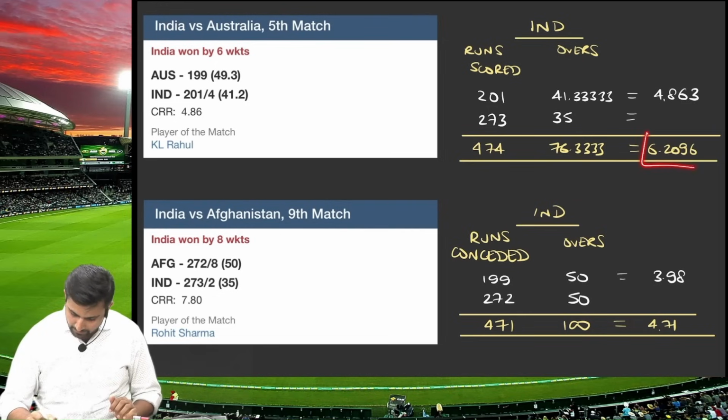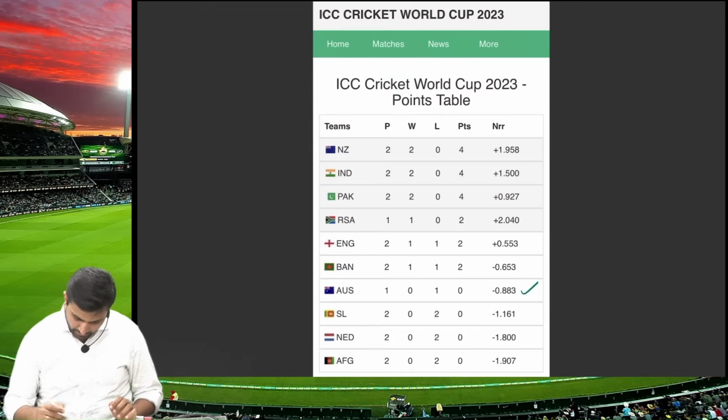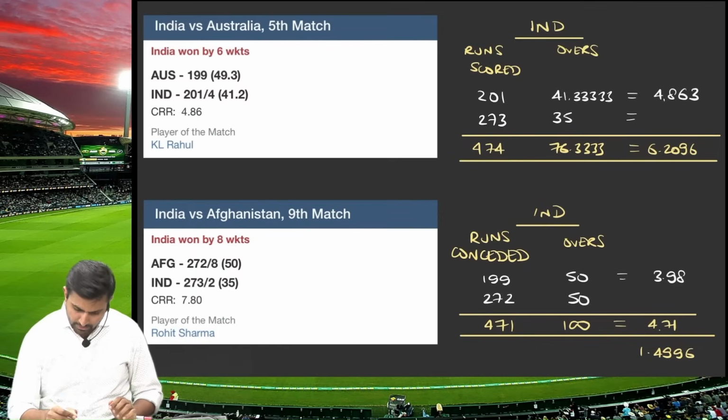So this figure plus and this figure minus. So you will get the value equal to 1.4996. Rounded off to 3 digits, it will be 1.500. And that is exactly what India's run rate is, you can see here, 1.500. So I hope you understood this calculation.